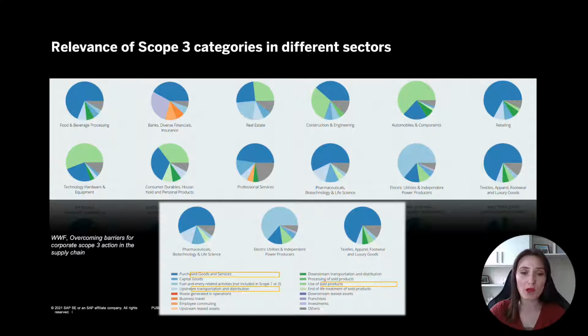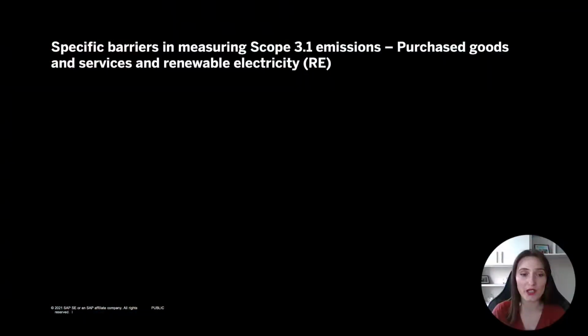But let's talk a bit more about purchased goods and services, because I think this is the thing that most companies can start with. It could be easier, but it could also be more complex. So if we look at these, what are the main barriers in this area? We can move to the next slide here. There are specific barriers for handling purchased goods and services, also renewable electricity.